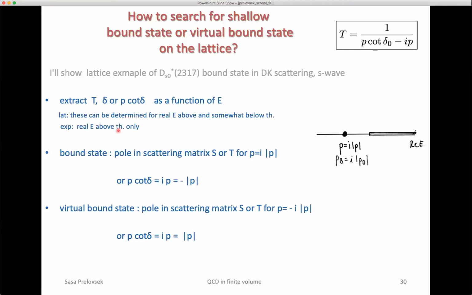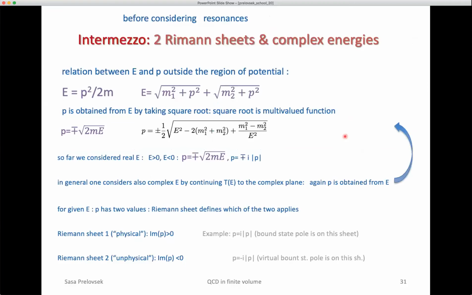And then we say there is a bound state if we find a pole in the scattering matrix below threshold for positive imaginary momenta, which we call Riemann sheet one, and I'll discuss Riemann sheets after the break. We say we have a virtual bound state if we find a pole for negative imaginary momenta, which we call Riemann sheet two. Okay, that's the summary. Now we go to the Riemann sheets before resonances. Are there some questions still before?